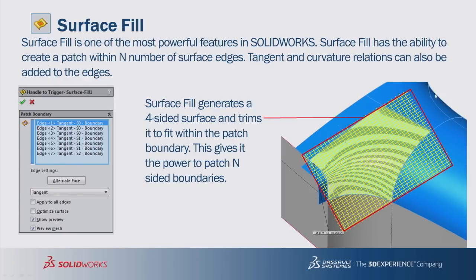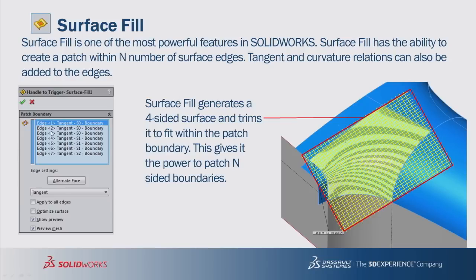And this yellow grid preview, this is an old screenshot. This is from 2014. In 2015, they got rid of this yellow grid preview. So I don't know why they did it. If a developer's in the room, we want it back. At least I want it back. But it shows you what that 4-sided surface is going to look like. And then we can see that it gets trimmed back to fit in this region. So it's a great way of handling 3, 5, 6, 7, 8-sided patches you need to get yourself out of.